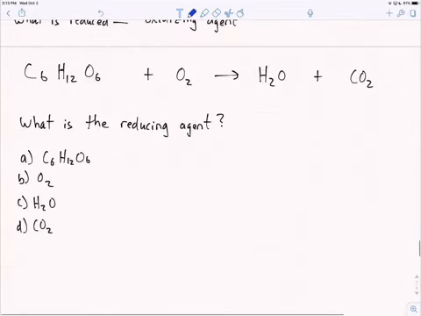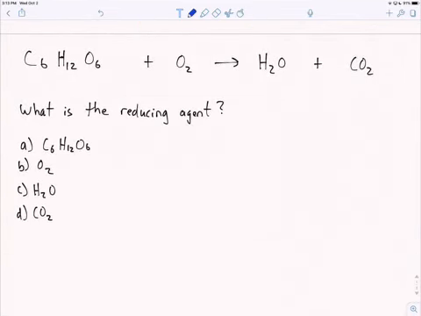Well, let me test you and see how well you understand. We have glucose plus oxygen makes water and carbon dioxide. Riddle me this. What is the reducing agent? So that gets oxidized.